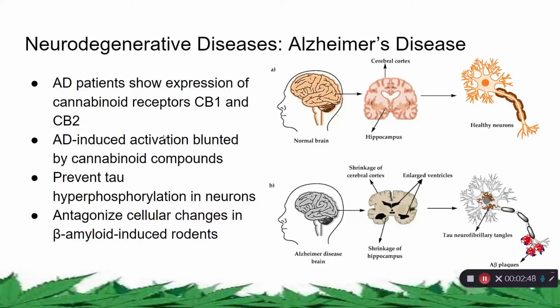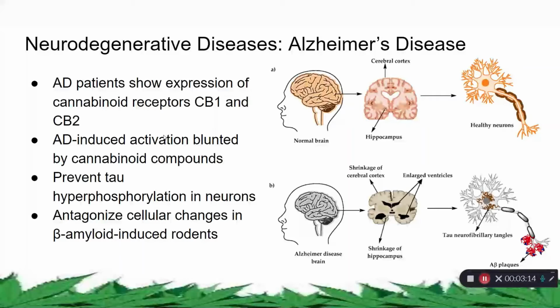For example, Alzheimer's disease induced activation of cultured microglial cells, as judged by mitochondrial activity, cell morphology, and tumor necrosis factor release, is blunted by cannabinoid compounds. Another example is that CB1 agonism is able to prevent tau hyperphosphorylation in cultured neurons and antagonize cellular changes and behavioral consequences in beta amyloid-induced rodents.